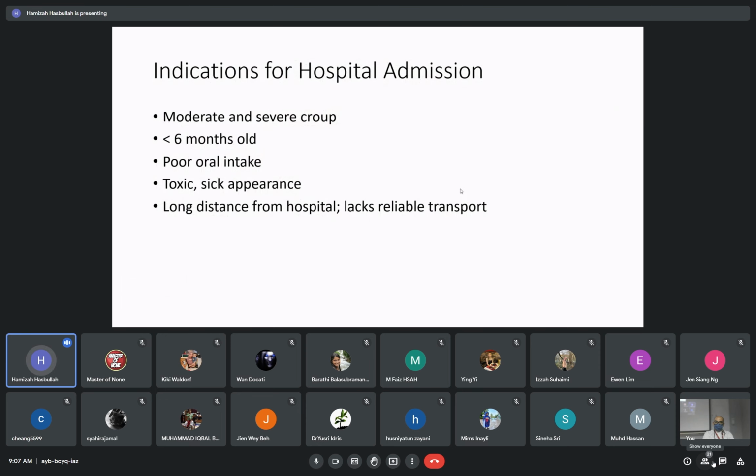So for indications of hospital admission, usually moderate to severe croup. Patients who are less than 6 months old, have poor oral intake, have a toxic or sick appearance, and we also look at the distance from the hospital. If it is a long distance and reliable transport is not available, admission is advisable.